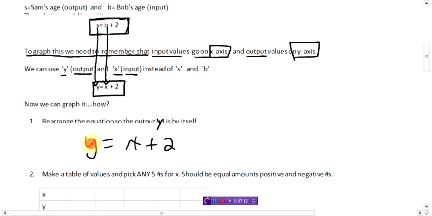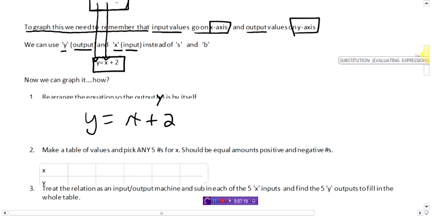It was already done for us. Y was already by itself on the equal sign. Y equals x plus 2. Now the rest is stuff that you did before.